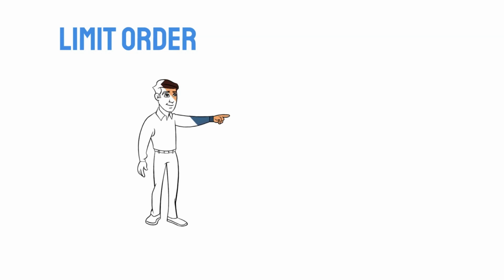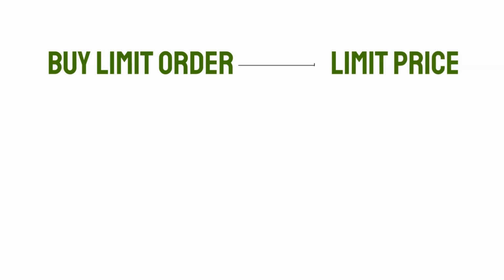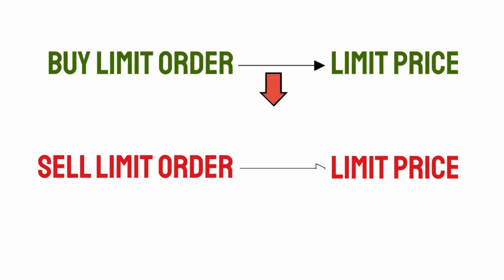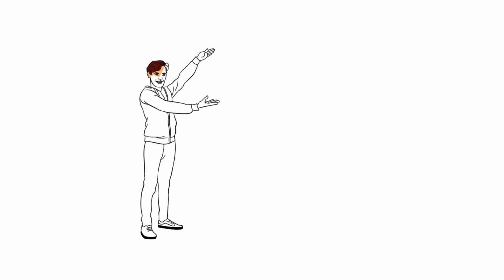A limit order is an order to buy or sell a stock at a specific price. You set the price you want to buy or sell. A buy limit order can only be executed at the limit price or lower, and a sell limit order can only be executed at the limit price or higher. A limit order is not guaranteed to execute. A limit order can only be filled if the stock price reaches the limit price or better.